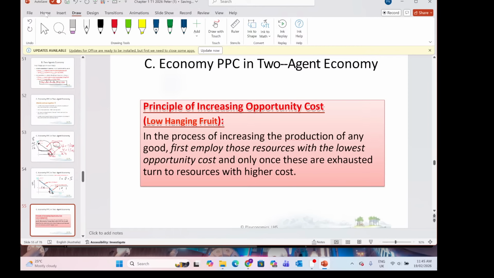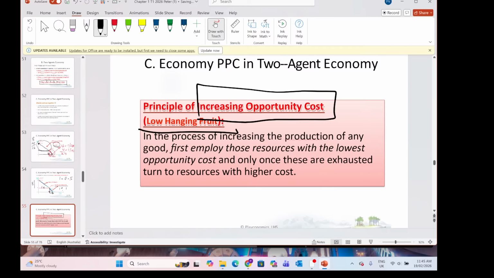So this slope that we've got in front of us now is an example of what we call the increasing opportunity cost, or what we sometimes refer to as the low-hanging fruit principle.